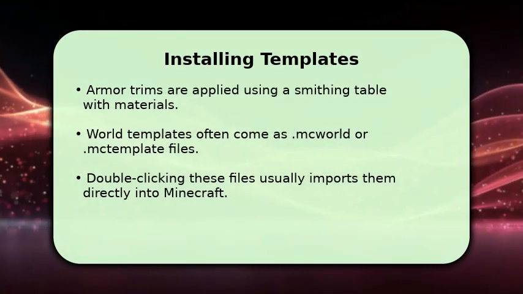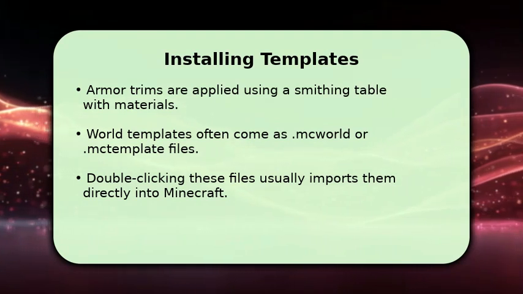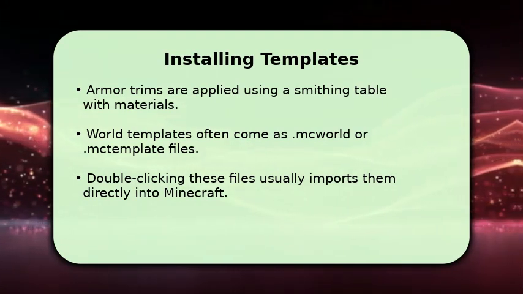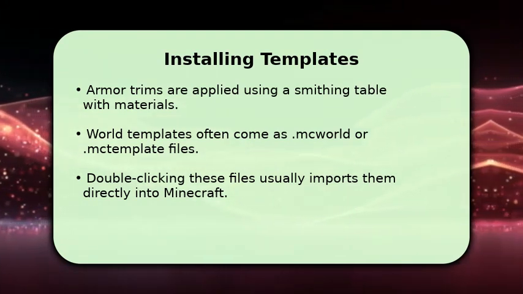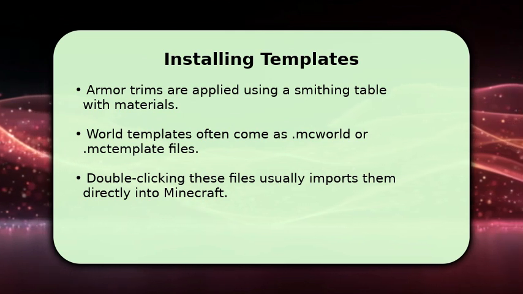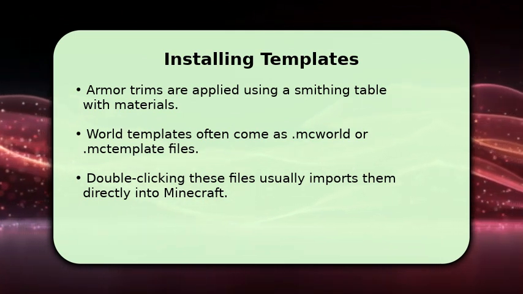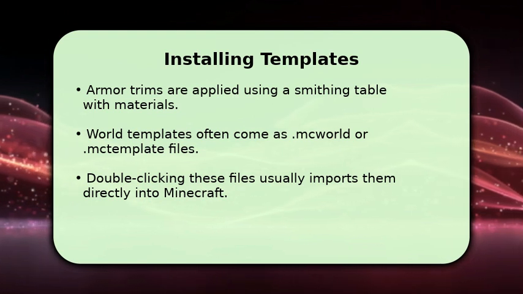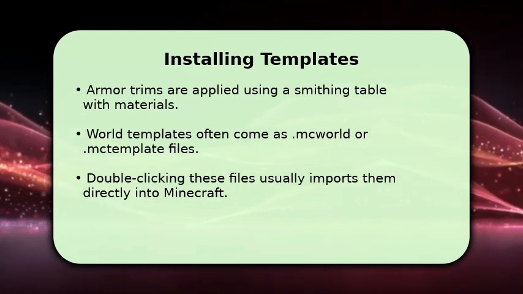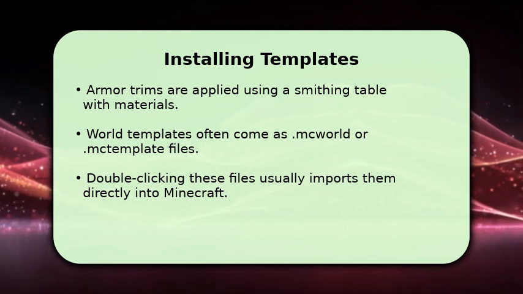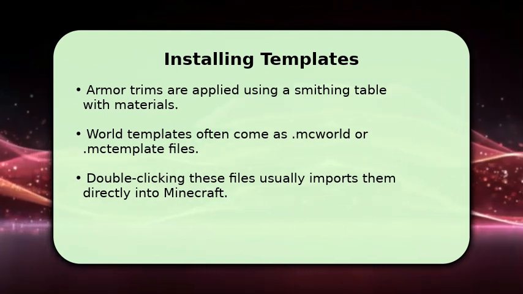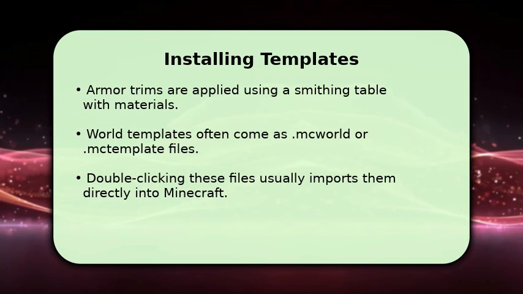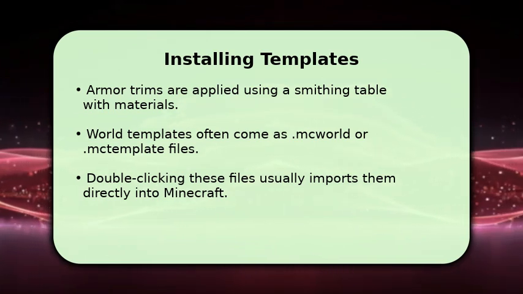Once you have a template, installing it is straightforward. Armor trim templates are used at a smithing table. You'll combine your armor piece, the template, and a coloring material like iron, gold, or amethyst shards to apply the trim. For world templates, if you download a McWorld or McTemplate file, simply double-clicking it should automatically launch Minecraft and import the world for you. It's a quick and easy process.